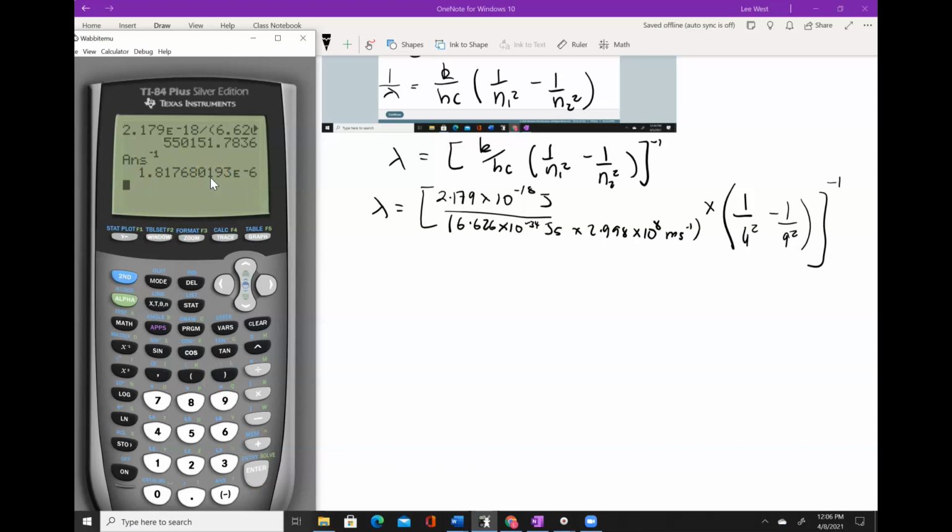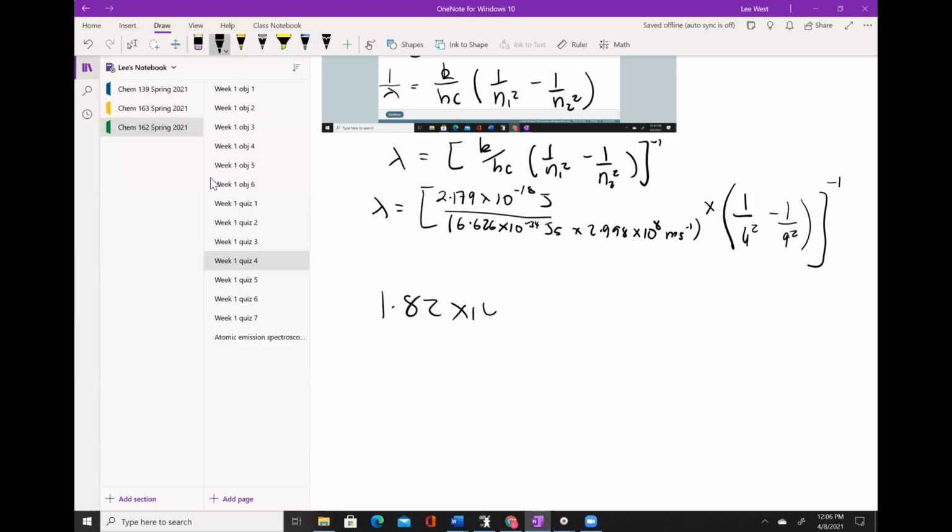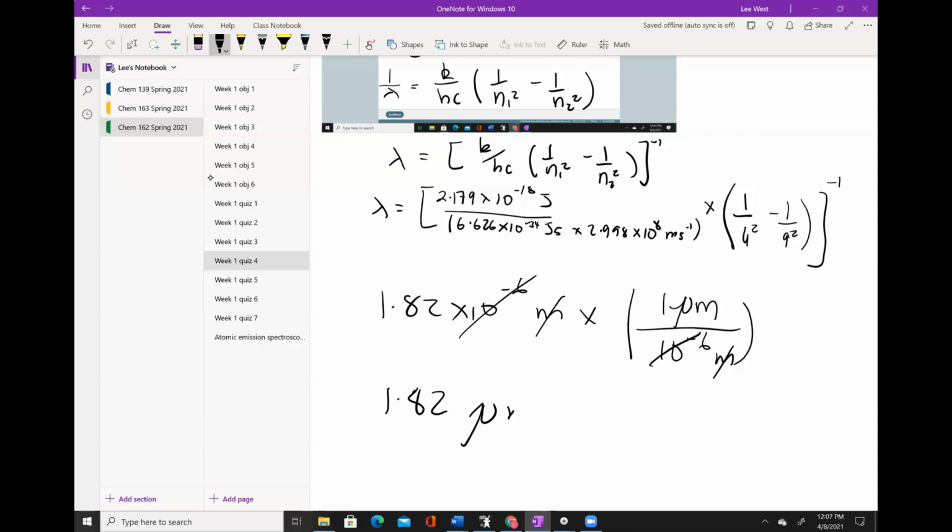We wanted 3 significant figures, so it's going to be 1.82 by 10 to the minus 6 meters, and we were asked to express this in micrometers. So 1 micrometer is 10 to the minus 6 meters. And so you can see 10 to the minus 6 just cancels out, and we've got 1.82 micrometers to 3 significant figures. All right, so despite my incompetence with the calculator, we did eventually get there.